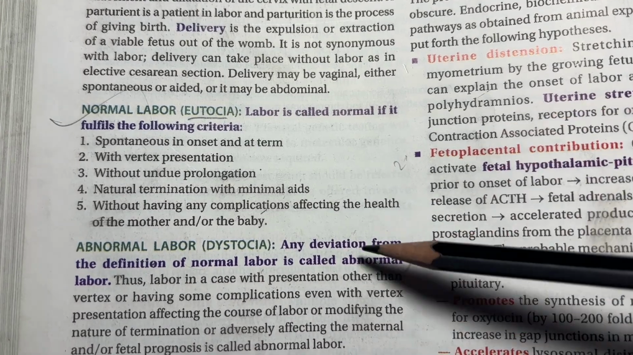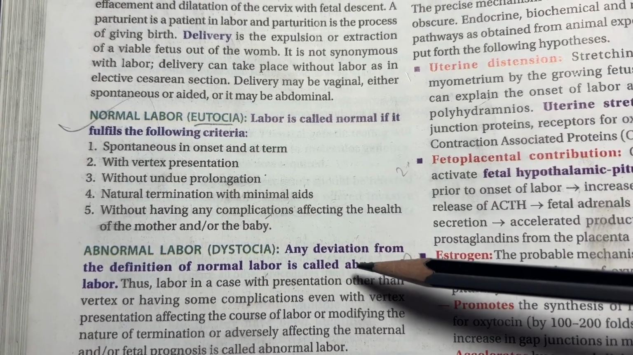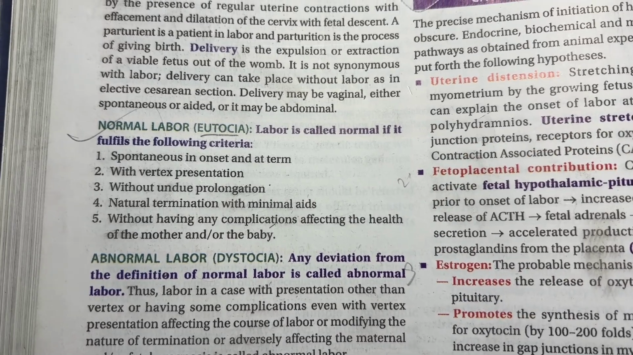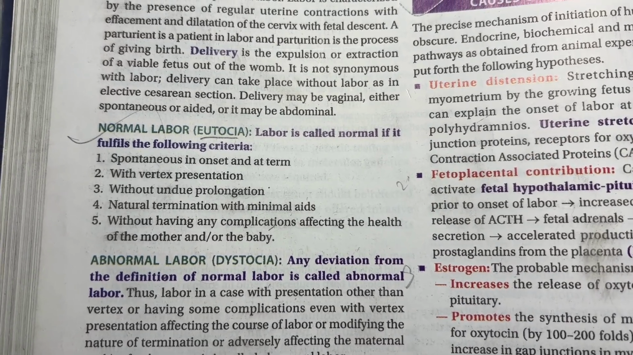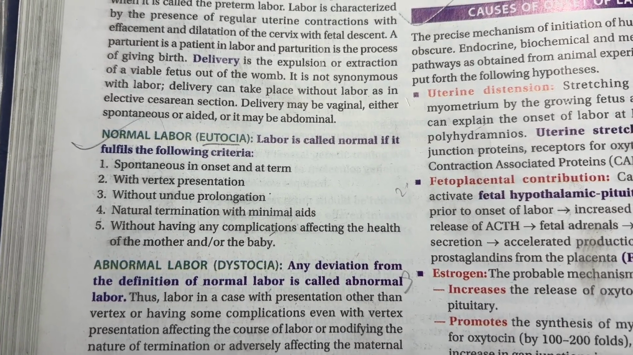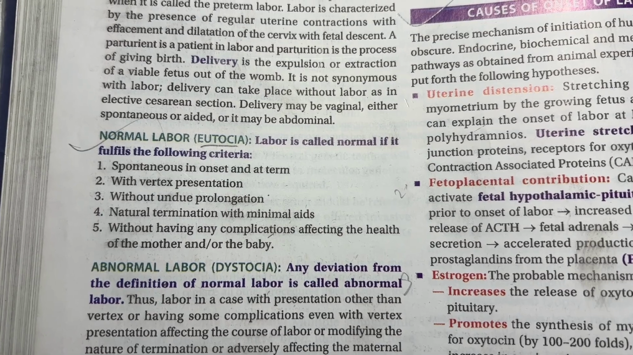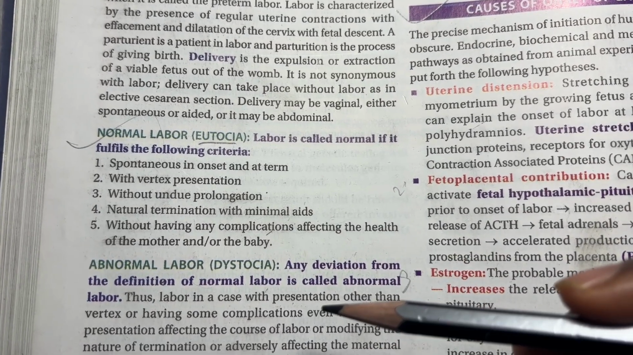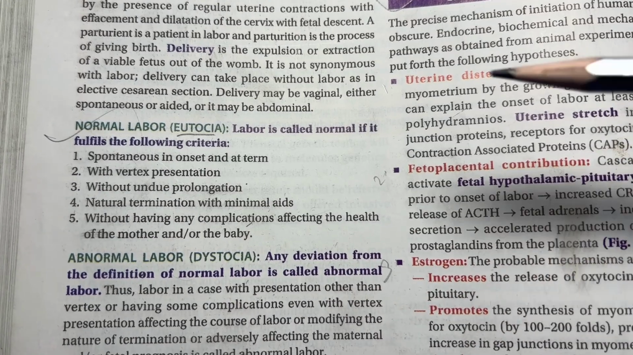Here we have to know the meaning of deviation. What is meant by deviation? If there is any problem in labor, then it will be called abnormal labor. Any deviation from the definition of normal labor is called abnormal labor.